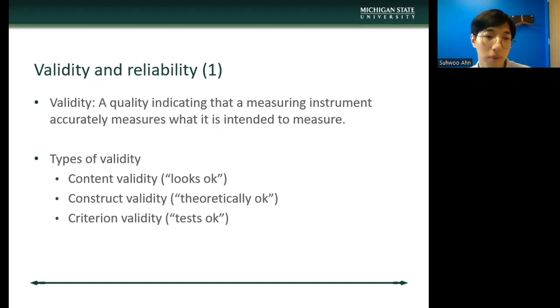So researchers test whether the measurement really predicts the success of students in college, or whether the College Board tests really are related to or predict student success in college. This is how criterion validity works. So in this way, you need to think about the definition of validity and think about the three types of validity.